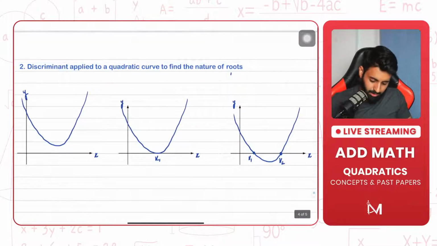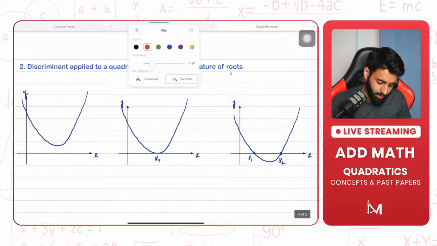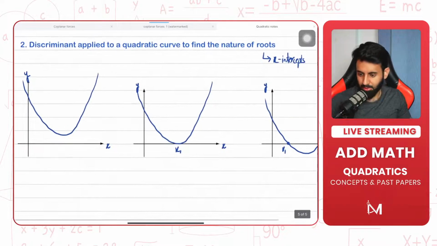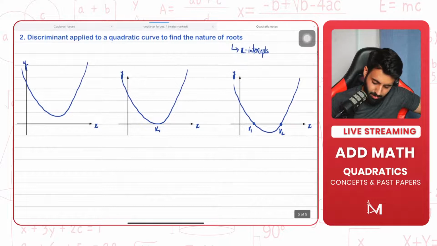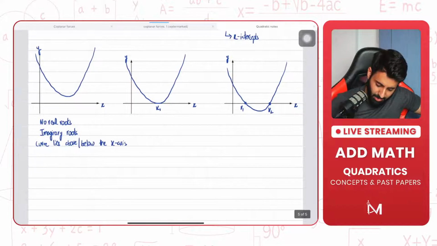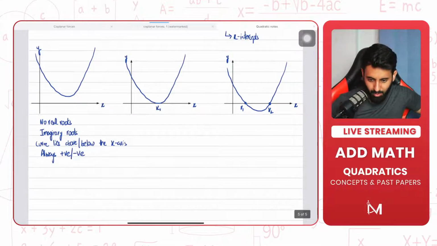Yeah, there you go. So as I was saying, roots are basically a new term for x-intercepts. Okay, that's what we will refer to x-intercepts as now. So in the first case, what do we say about the nature of roots? We say no real roots, or we say imaginary roots, or we say that the curve lies above or below the x-axis. Okay, that's also something we say. Or sometimes we say that it's always positive or always negative. Okay, more about that later.